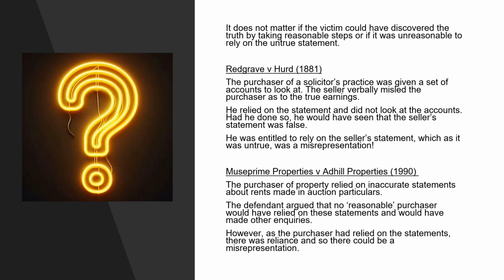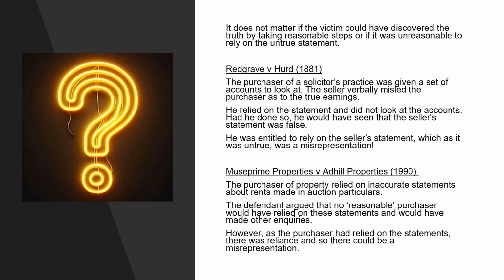So it doesn't matter if the victim could have discovered the truth by taking reasonable steps, or if it was perhaps even unreasonable to rely on that untrue statement. So in Redgrave v Hurd, and this is relevant to the fourth rule still, the purchaser of a solicitor's practice was given a set of accounts to look at, and the seller verbally misled the purchaser, so they said a statement that was untrue about the earnings of it. He relied on that statement. He didn't even look at the accounts, which he could have, and had he done so, he would have realised it was false, but he didn't. He relied on that statement that was said, and the court said that was enough. That was a misrepresentation. Although he could have discovered the truth by taking reasonable steps, there was a misrepresentation.